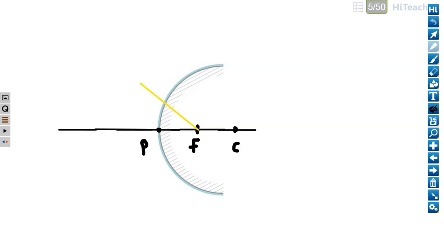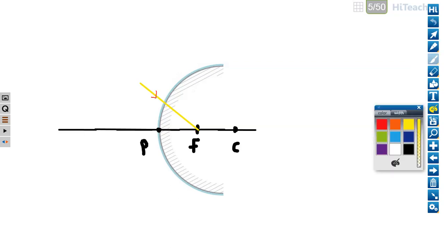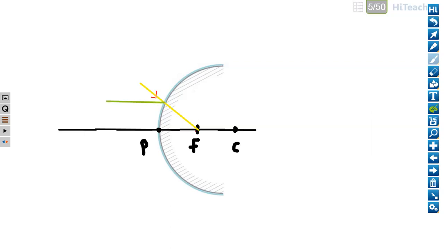This is the light ray. It's toward the mirror, as you see, but it appears like it is passing through the focal point when you extend it. How will it be reflected? I'll use the green color to show you. It will reflect parallel to the principal axis. So the green color represents the reflected ray here. Okay, so this is rule number 2.